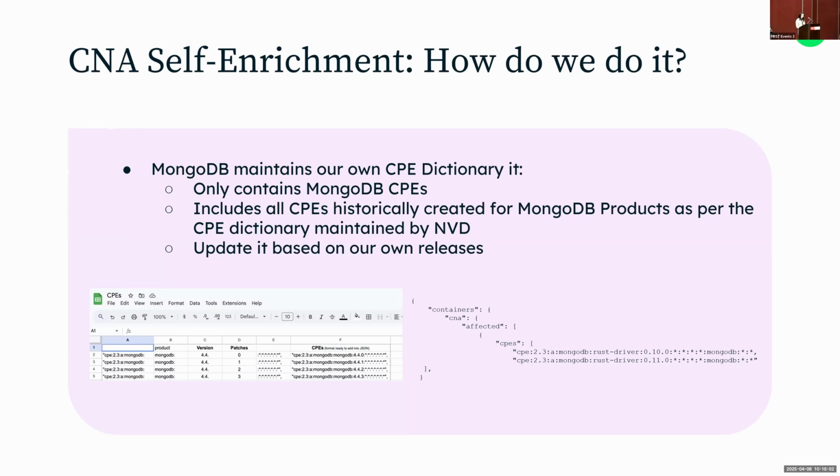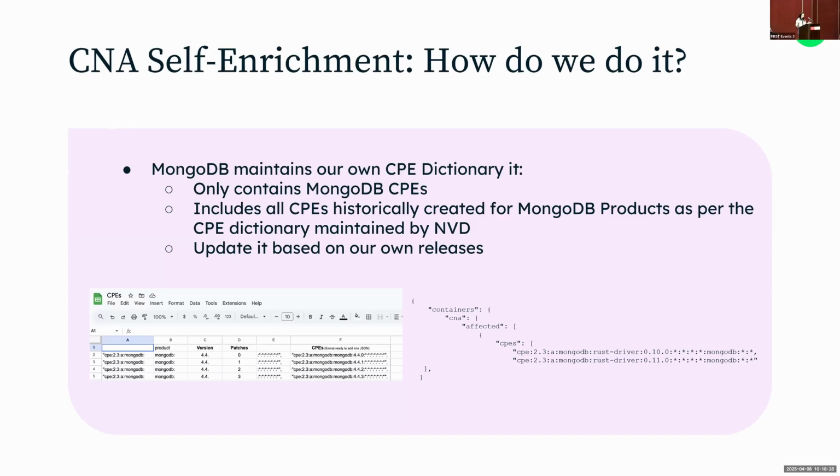MongoDB has had a long history of self-enrichment in CVEs, and historically we have only been issuing our CVEs with CVSS and CWE, again, because they were more common. But in response to NVD's announcement, we saw that there was an importance to include these CPEs to better serve our customers. So what does it actually look like?